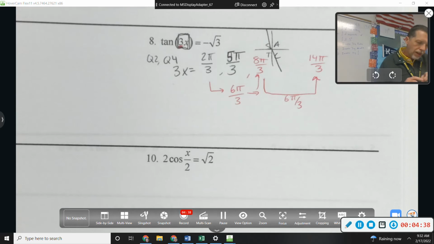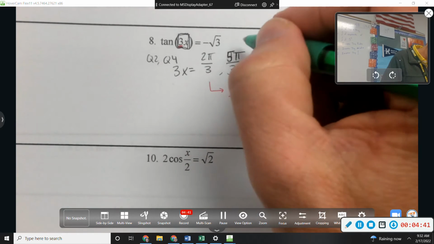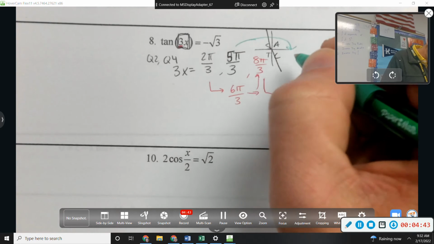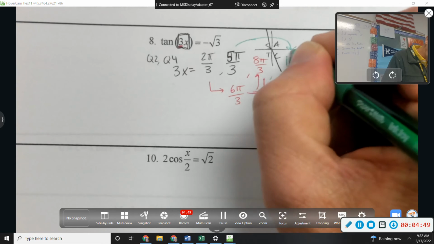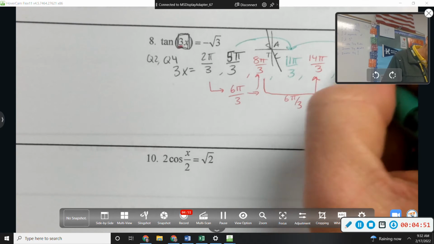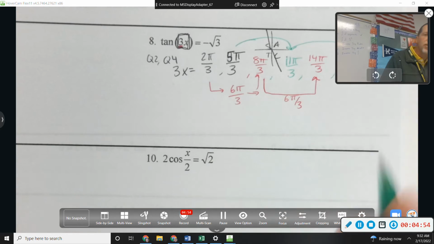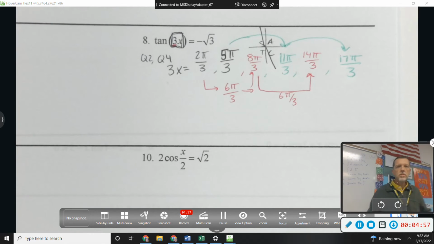And then I need to add 2 pi over 3 to 5 pi over 3. So that would be 11 pi over 3. And then add 2 pi over 3 to that. That'd be 17 pi over 3. And now I've tripled my number of answers. I initially had 2 answers, now I have 6 answers. So I've got all my answers that I need. Again, the idea is I can keep going, but when I divide by 3, I want all my answers to be between 0 and 2 pi.